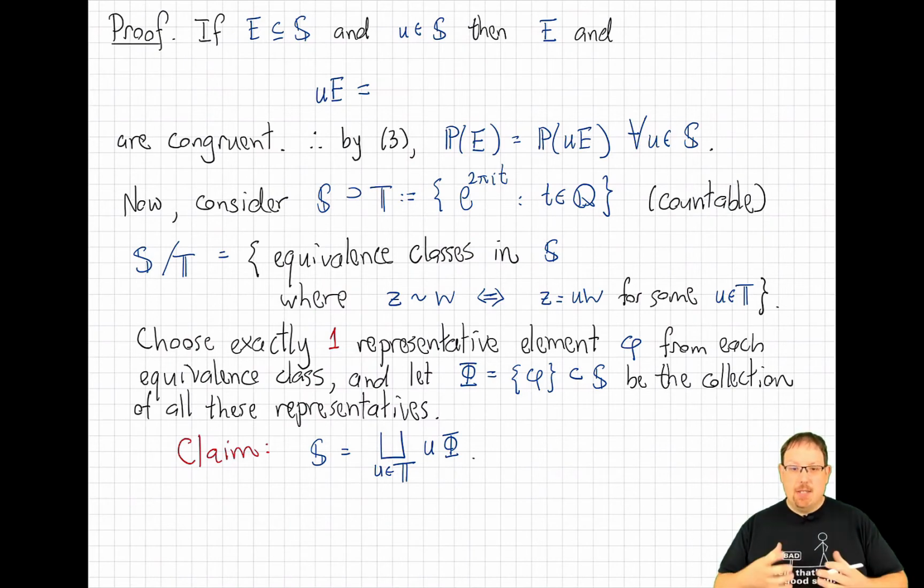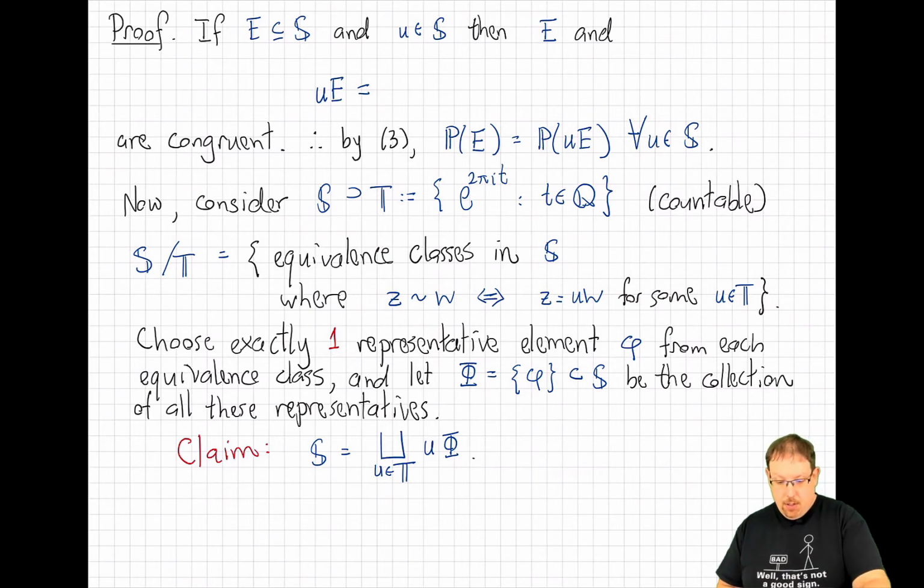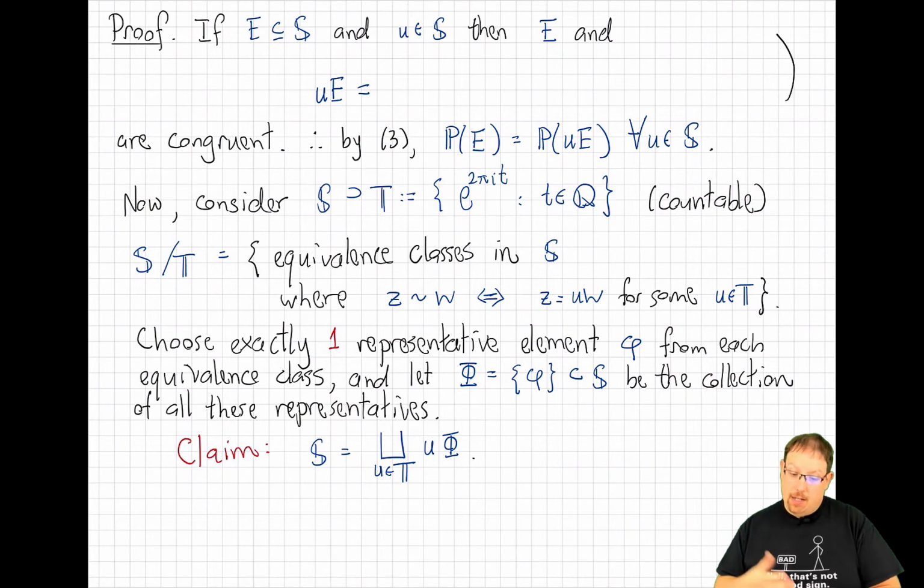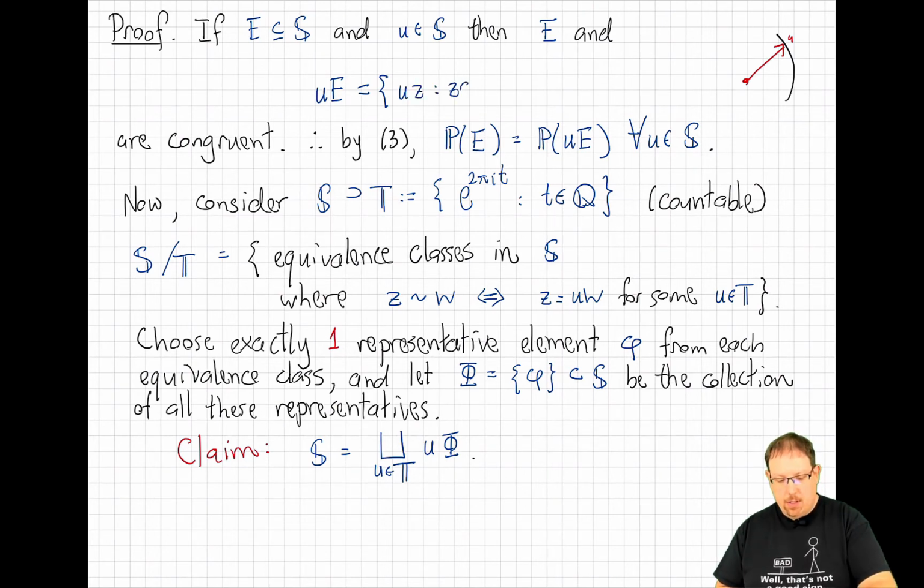So if I take some subset of the unit circle, you might think of it as an arc, although it doesn't have to be an arc, as we'll see, it can be a much wilder set. And an operation I can do on it is I can fix some point in the unit circle. If here's the center of the circle, then you might think of that point there as the point U. And I can multiply everything in the set E by U. Okay? That is, the set U times E is the set of all points UZ where Z is in E.